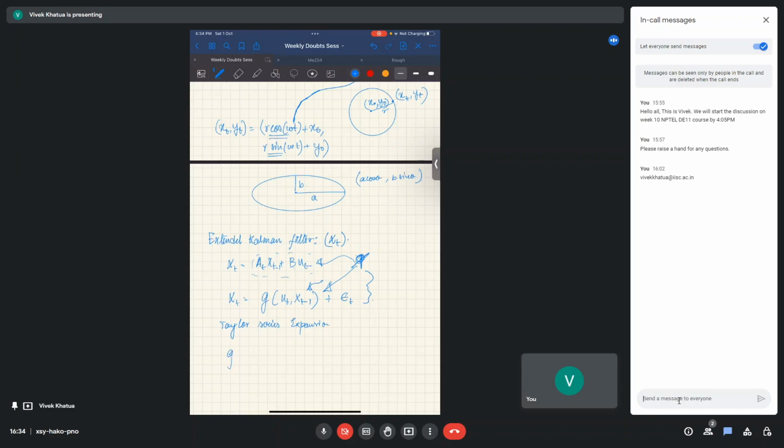So g of ut, x t minus 1 will be written as g of ut, mu t minus 1. Here you can see this mean is changing, right? Plus g dash, which is nothing but the partial differentiation of this expression with respect to x t minus 1. Let me just write it down.